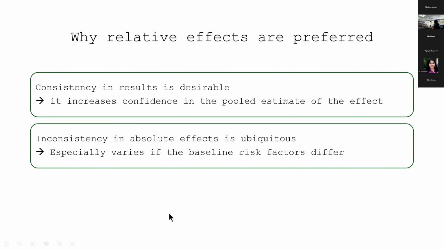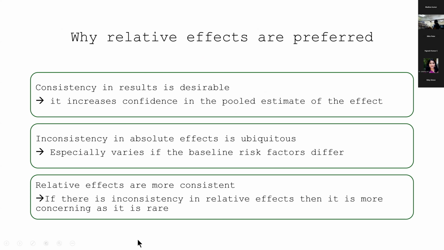If you use absolute effects, for example, the risk difference or the number needed to treat, it will definitely be different in all the different studies. That is why we choose relative effects. If you find any inconsistency in the relative effect, then you should actually probe and see why there is a difference.